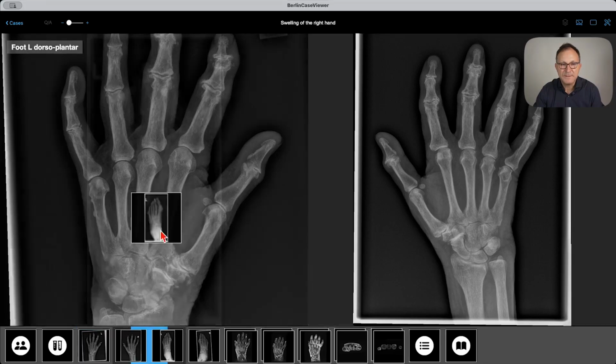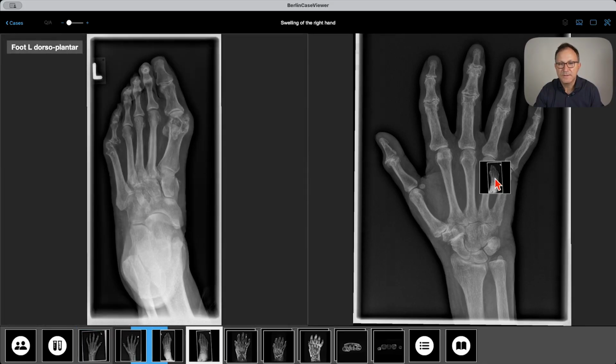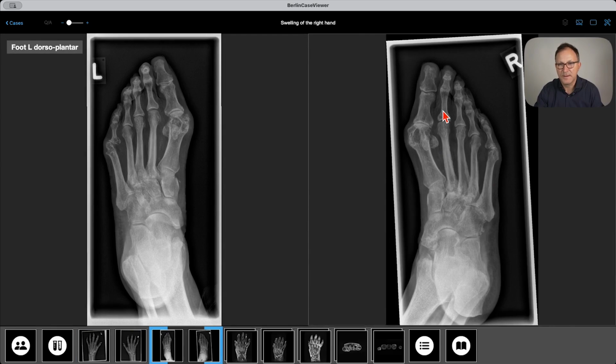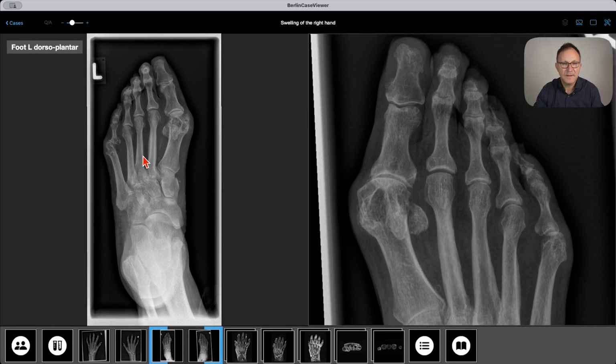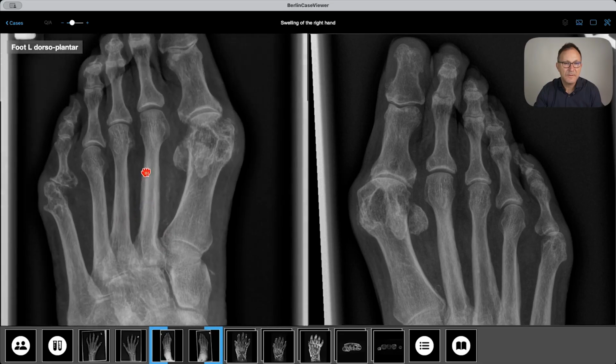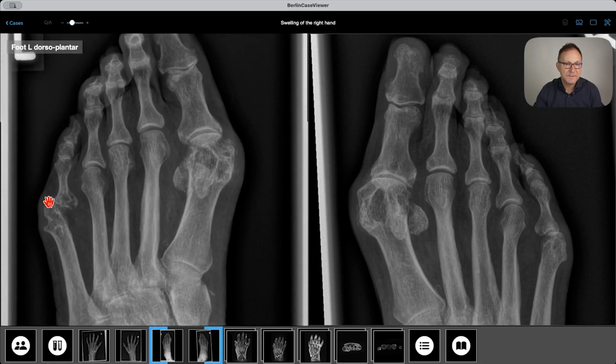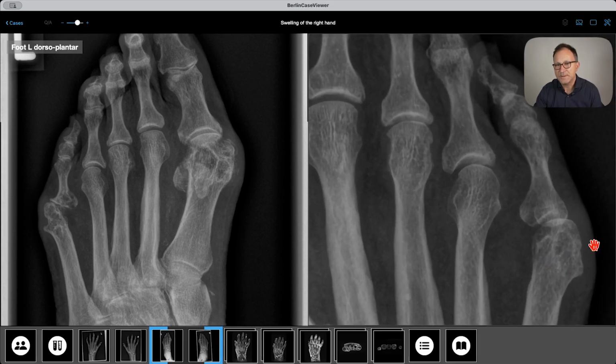Looking at the feet, we see a different pattern. The right foot is showing here, the left foot is showing here, and what you can see is gross destruction of the head of the metatarsal, of the base of the proximal phalanx, this luxation. It's no longer subluxation, it's luxation. Also here we see erosive disease, we see erosion on the lateral side.